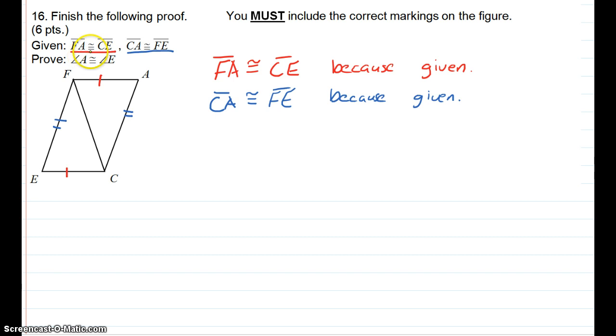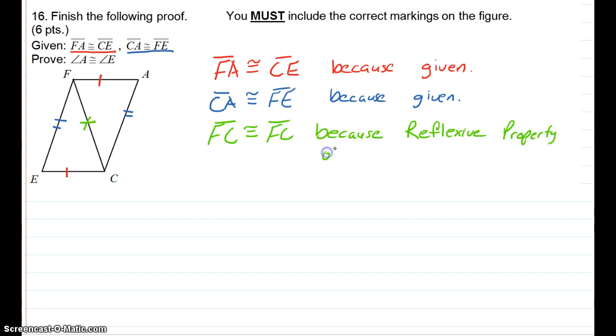Alright, so now as we look at this, is there any other information that we know that's not given to us? So do the triangles share anything? And as you look at it, these two triangles share the same side. So mark it. So we mark it with an X. And so we know that FC is congruent to FC because, so when something is congruent to itself, it's like it's looking in a mirror. And so we say the reflexive property of congruence.